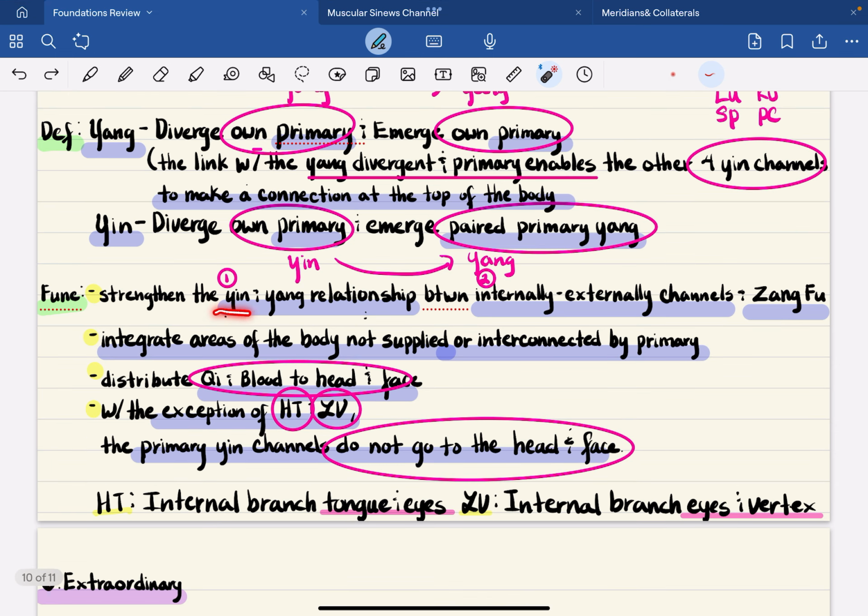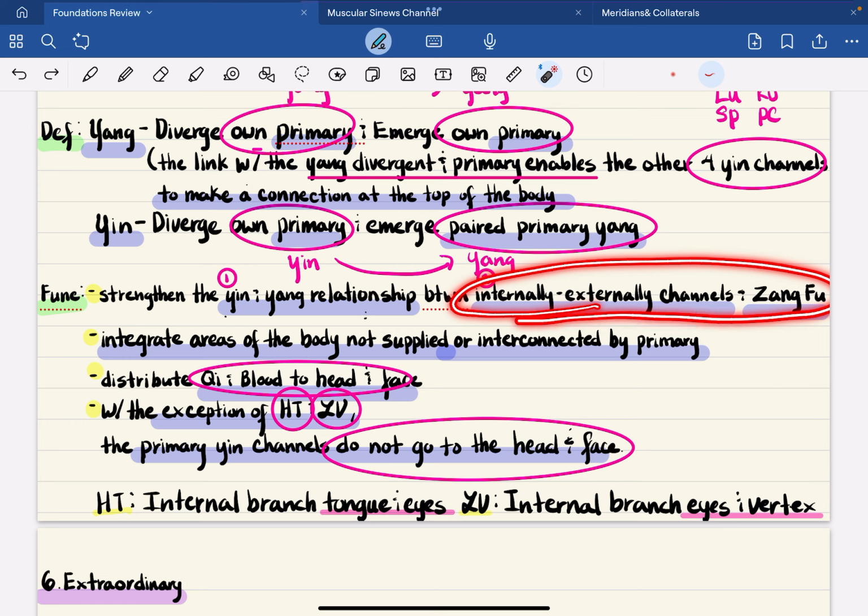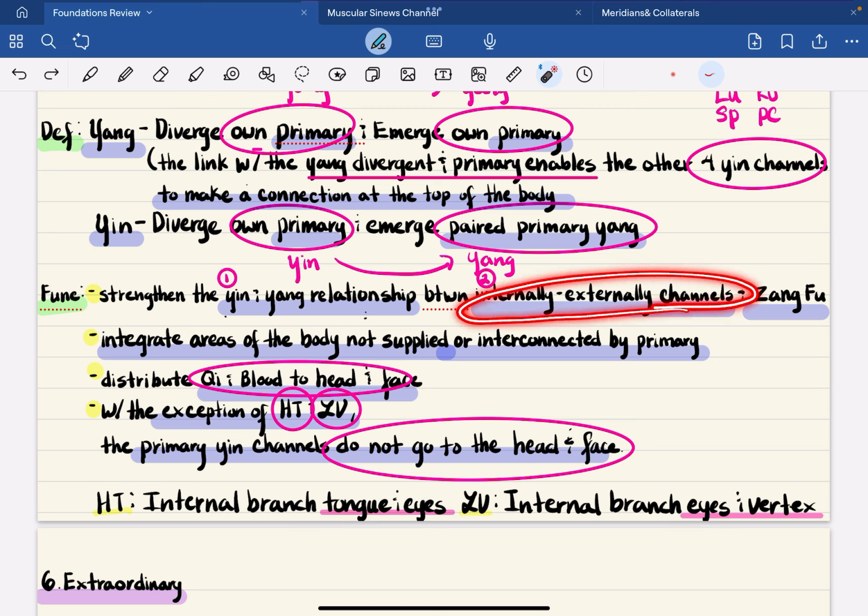Because look, it strengthens the yin and yang relationship between internal and external channels and zhangfu. See how here it says zhangfu? Because it's deeper now. But it also helps internal, external channels. It helps to link. So it acts as a liaison, but also a liaison between the yin and yangs. So it's not only helping it to connect with the outer superficial, but also internal, and also making sure that the internal yin and yang is balanced too. That's what the divergent does.